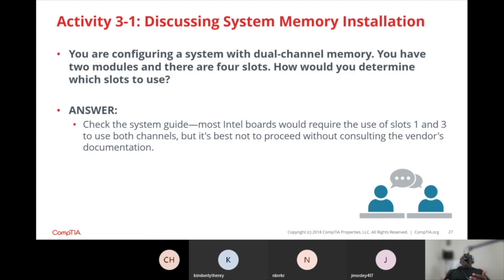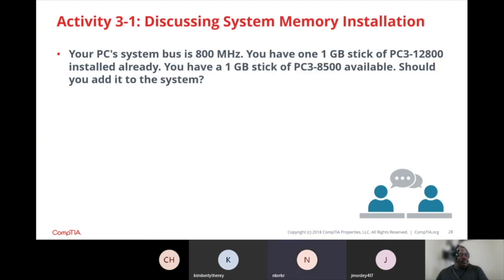Meaning that some vendors like Intel use 1 and 3, and Foxconn will use 1 and 3 too. There are different motherboards. Some of them use 1 and 2 and then 3 and 4, but most of the time it would be 1 and 3, and they're always colored. So you would use both the slots that are colored the same. Okay.